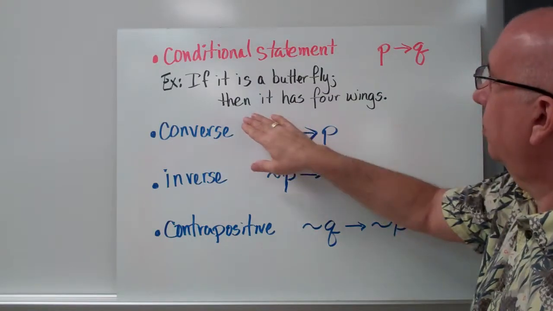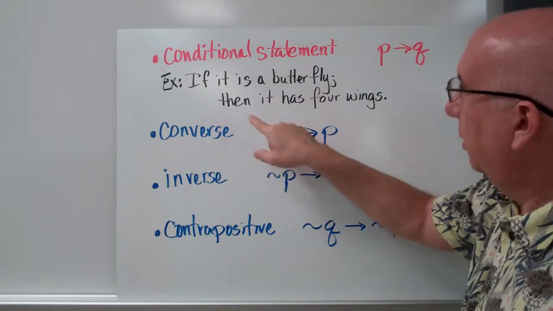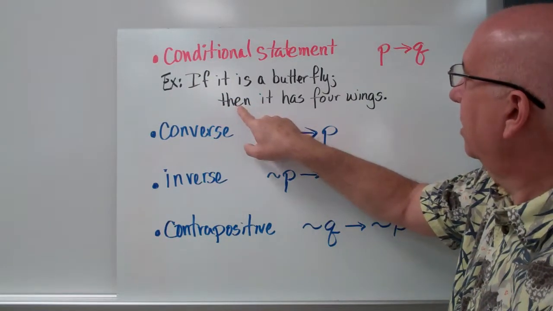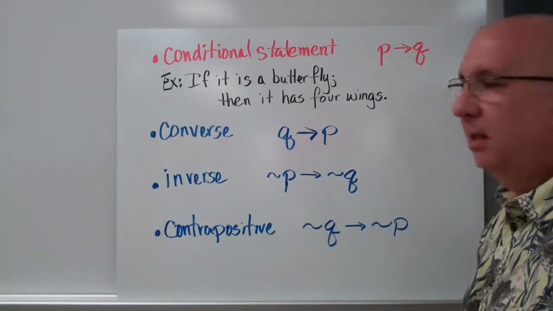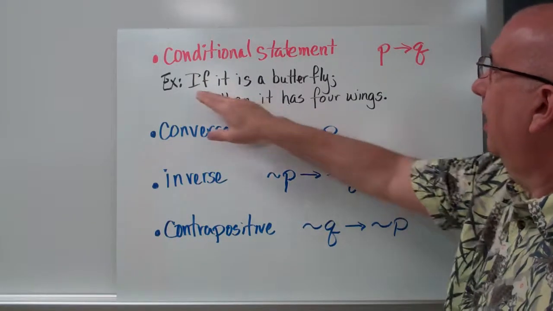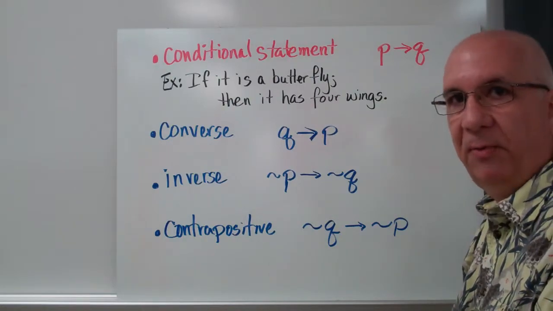Now, what do you do with your statement? Well, you switch the if and the then. This if goes here, and this then gets moved up here. And then you read it, if it has 4 wings, then the insect is a butterfly.